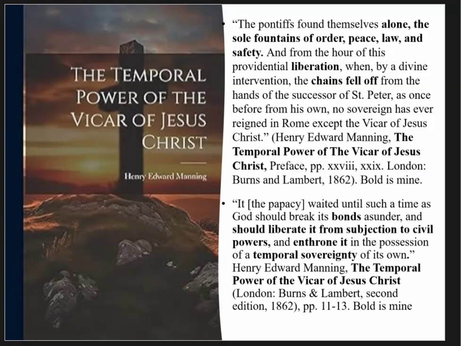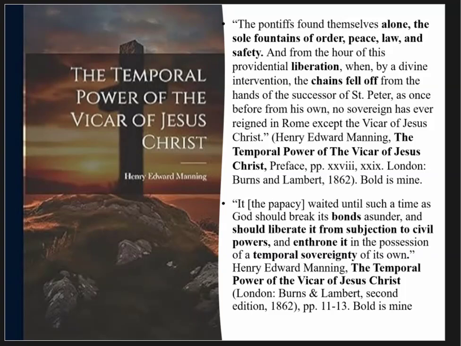If the papacy waited until such a time as God should break its bounds asunder and should liberate it from subjection to civil powers and enthrone it in the position of temporal sovereignty of its own. Henry Edward Manning. So Manning is saying that when the civil power of Rome was removed by the barbarians, the Bishop of Rome filled the vacuum. And because he became the arbiter in civil affairs as well as religious affairs, when that happens, don't you think that they're going to push their religious agenda onto the civil powers? Right, that happened.